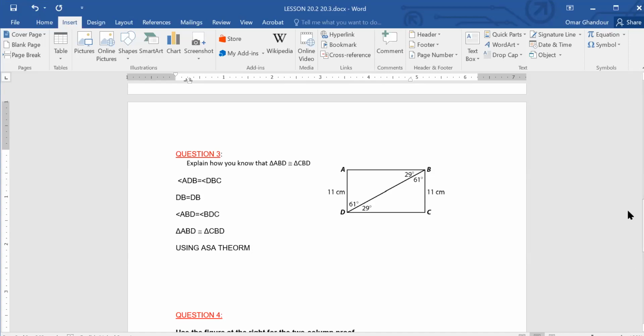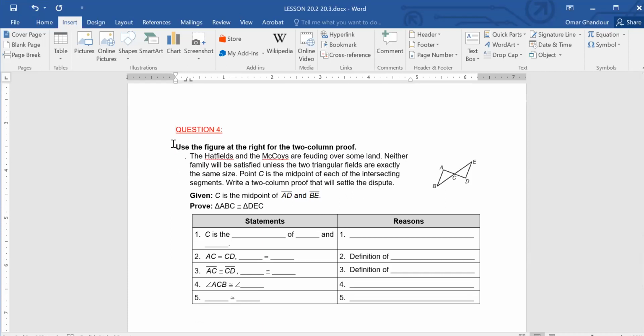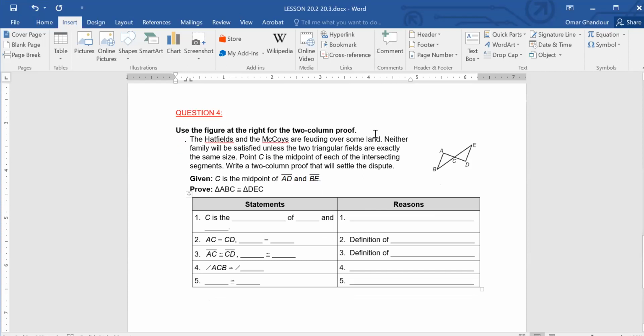Okay, the last question in our lesson. Question 4, it's a proof. As you can see, we have two triangles facing each other. I have ACB and I have CED. Nothing is written here, so you have to read the question. Use the figure to do the two-column proof. Neither family will be satisfied unless the two triangular fields are exactly the same. And we need to prove that the two triangles are congruent. Point C is the midpoint of the two intersecting segments.